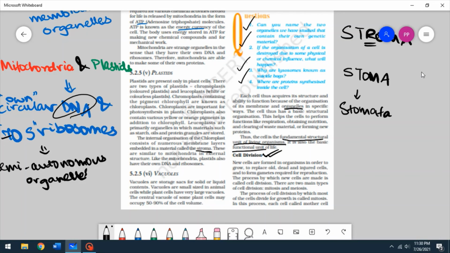Alright, so new cells are formed in organisms in order to grow, to replace old, dead and injured cells, and to form gametes required for reproduction. So it covers 2 functions that were explained in 2 halves of a sentence. Whenever you fall down, if you are hurt, or if you have a layer of your skin peeled away, maybe in a few days or a few weeks, or sometimes few months, your skin gets healed. It forms that outermost surface again.